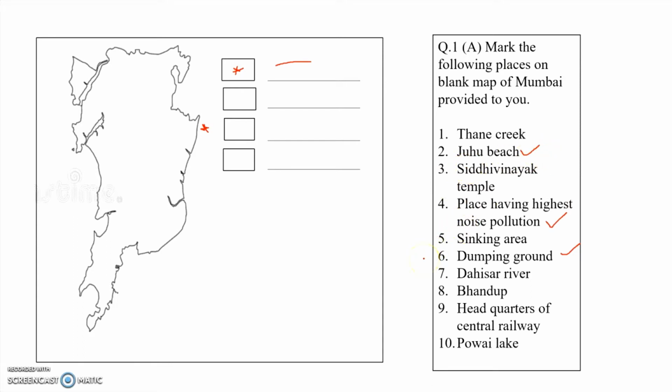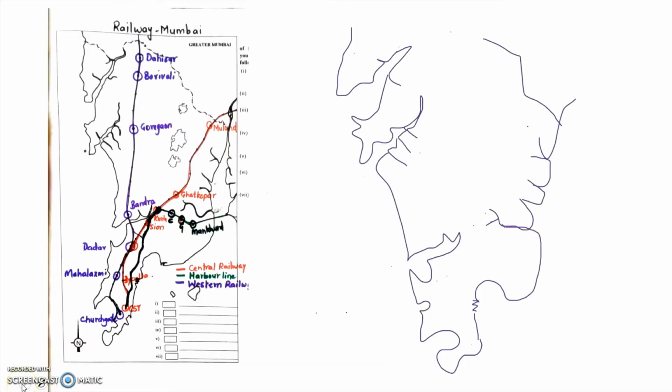So how to solve this map and how to remember where Thane Creek is, where Bhandup station is, that we will see in a later part of this video. So firstly, before starting the study of any map filling technique, it is very important that you should know your blank map.